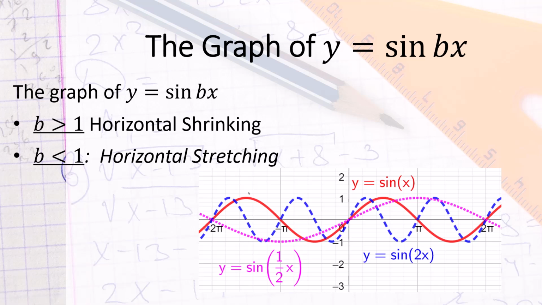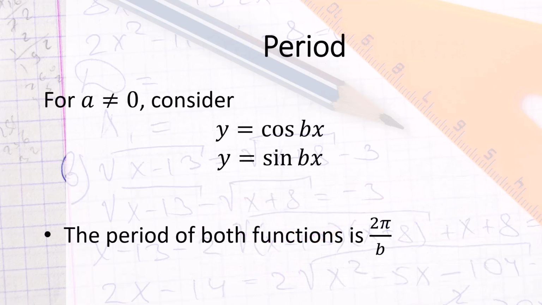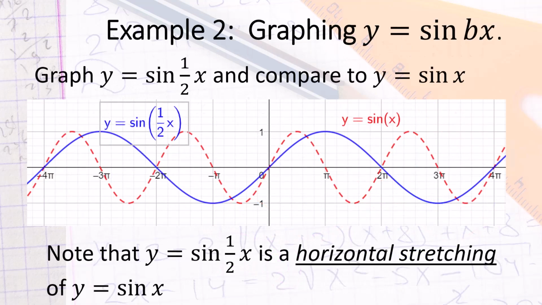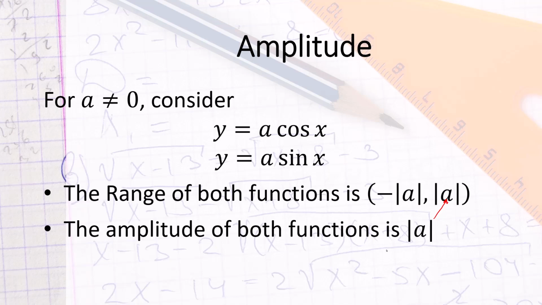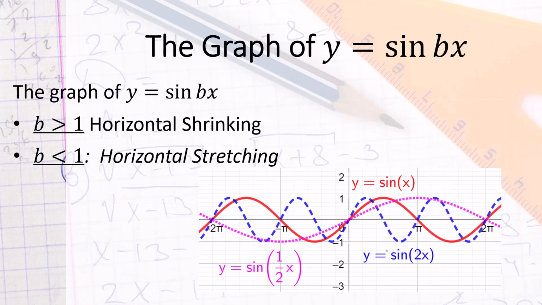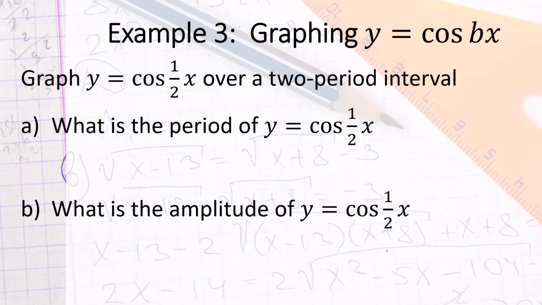And this gives us some insight into how to compute the period for a transformed function. And this is what you want to do. If you have the equation y equals cosine bx or sine bx, then your period is going to be 2 pi divided by b. Clearly, when b is equal to 1, you have, as you might expect, 2 pi. So with this information about period and about amplitude, let's go and take a look at example 3.